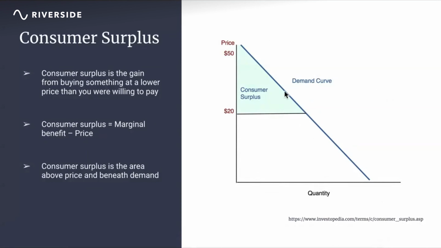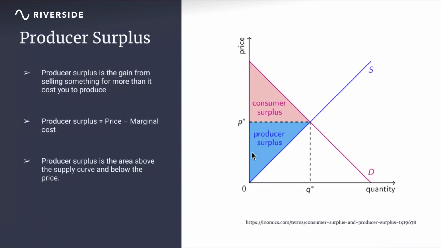And then producer surplus is right underneath it, and it's the gain producers get from selling something for more than it costs them to produce. So we can go the price of the product that it was sold at, the price minus the marginal cost, which is however much it costs for them to make. So right above the supply curve and below price right here.